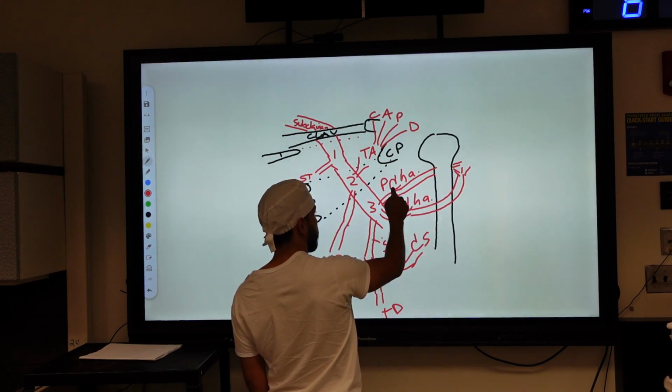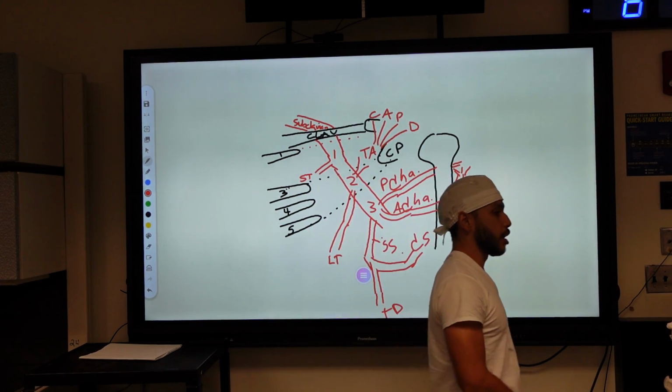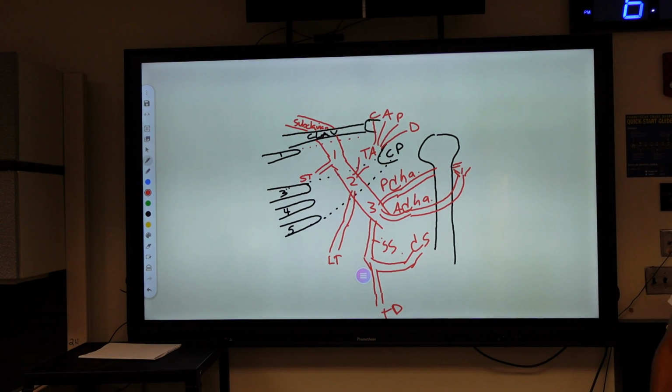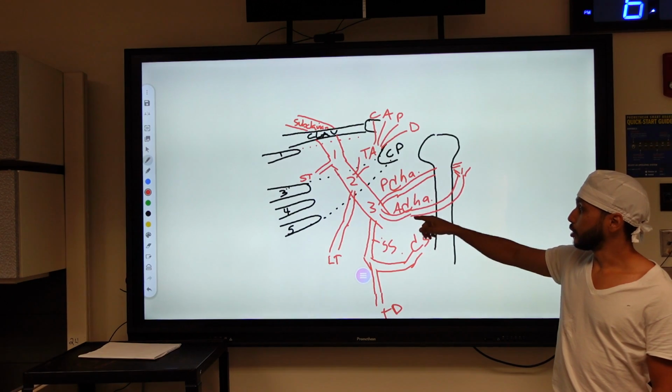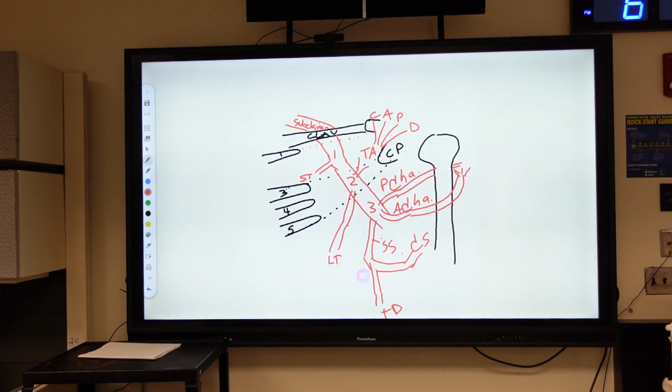So you see the word circumflex popping up over and over again. Circumflex just means to wrap around. The circumflex scapular wraps around the scapula, and these two wrap around the neck of the humerus.